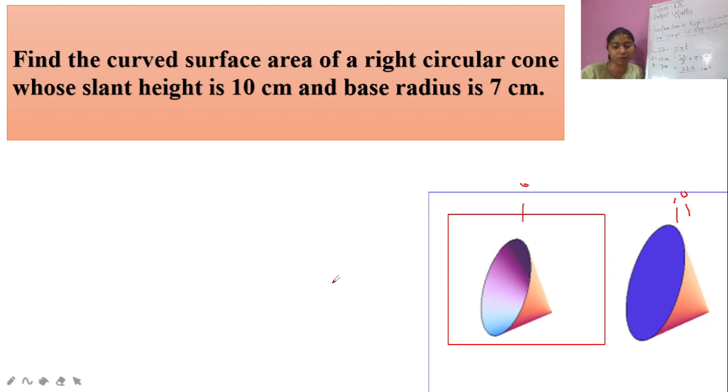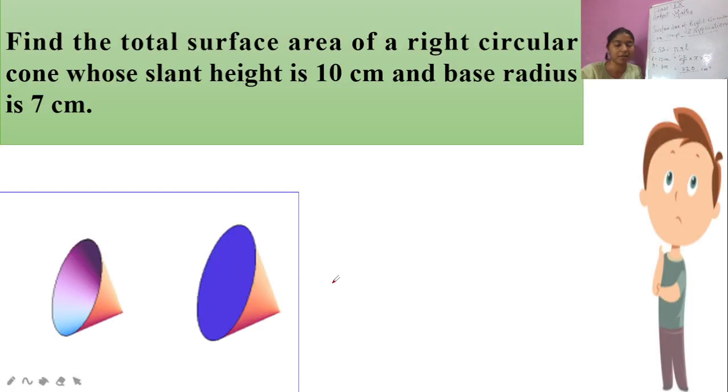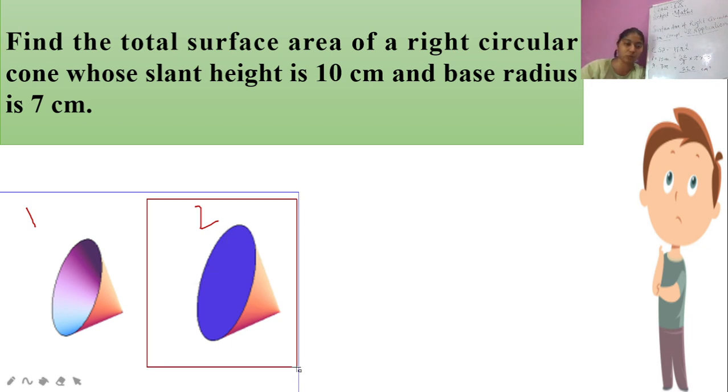Okay students, now come forward. Now students, find the total surface area of a right circular cone whose slant height is 10 centimeter and base radius is 7 centimeter. Now students, tell me which figure of these two, 1 and 2, this is for 1 and this is for 2, which one are you going to choose? Yes, the second one, because you have to cover the circular part also. Very good. So we have to consider this second figure.